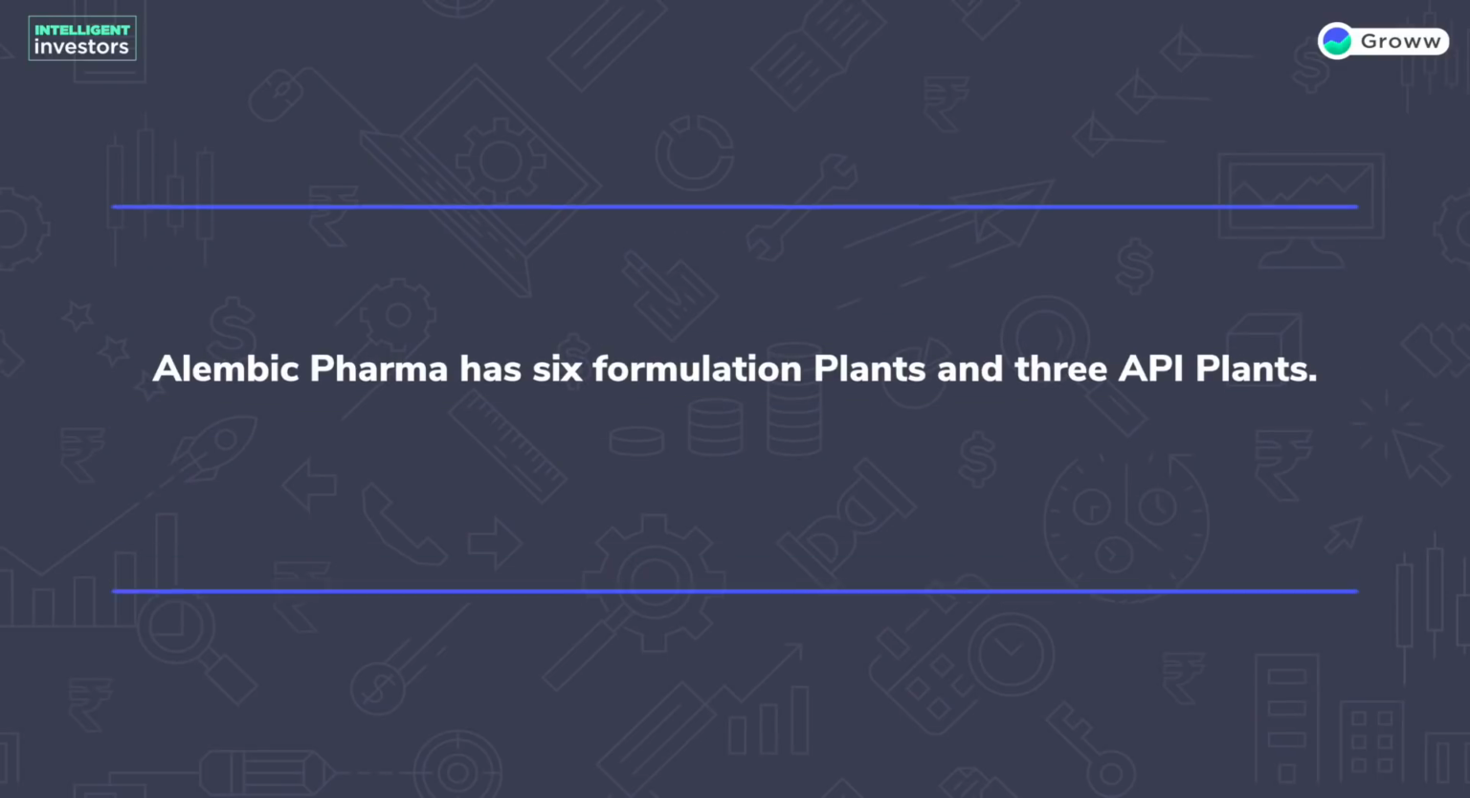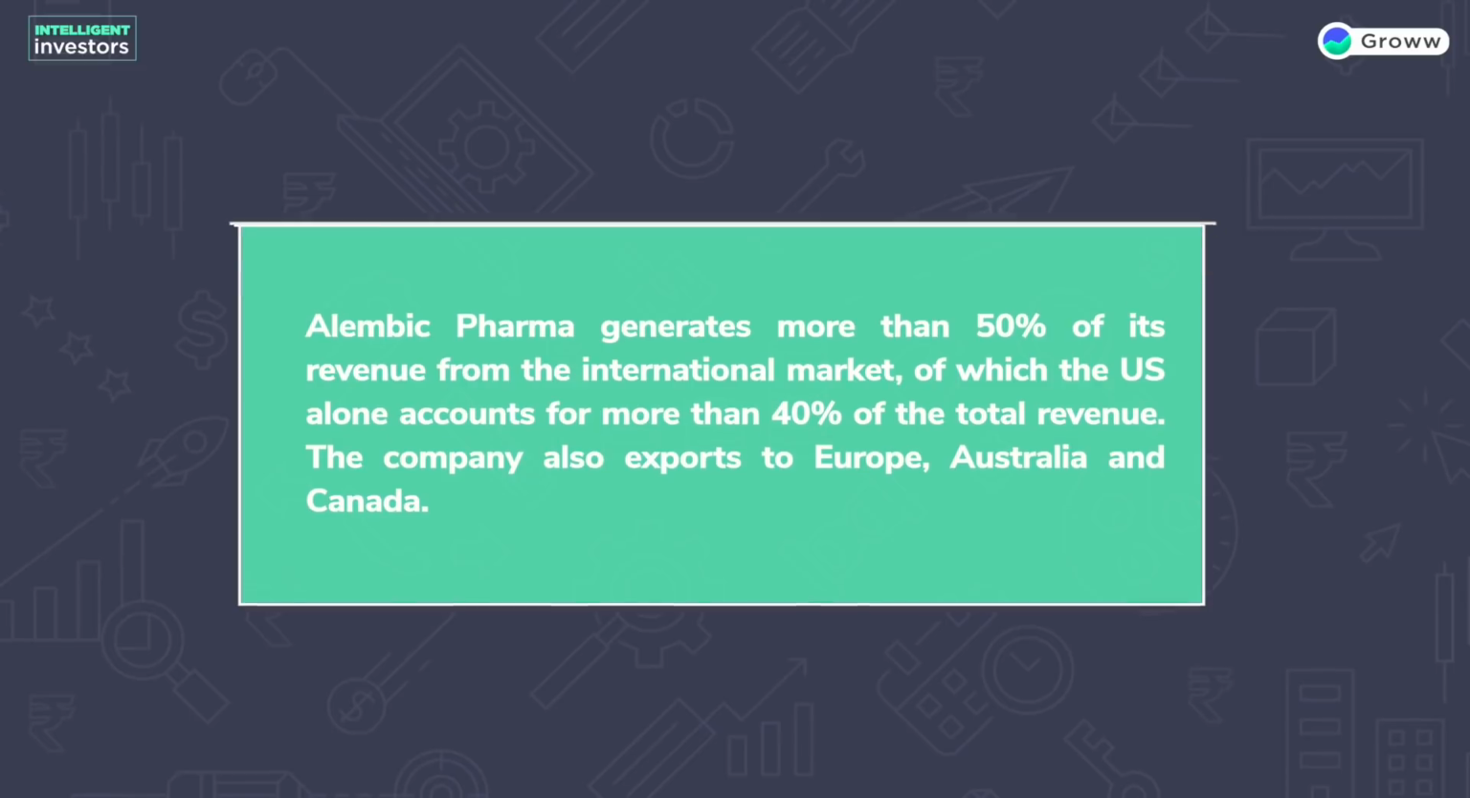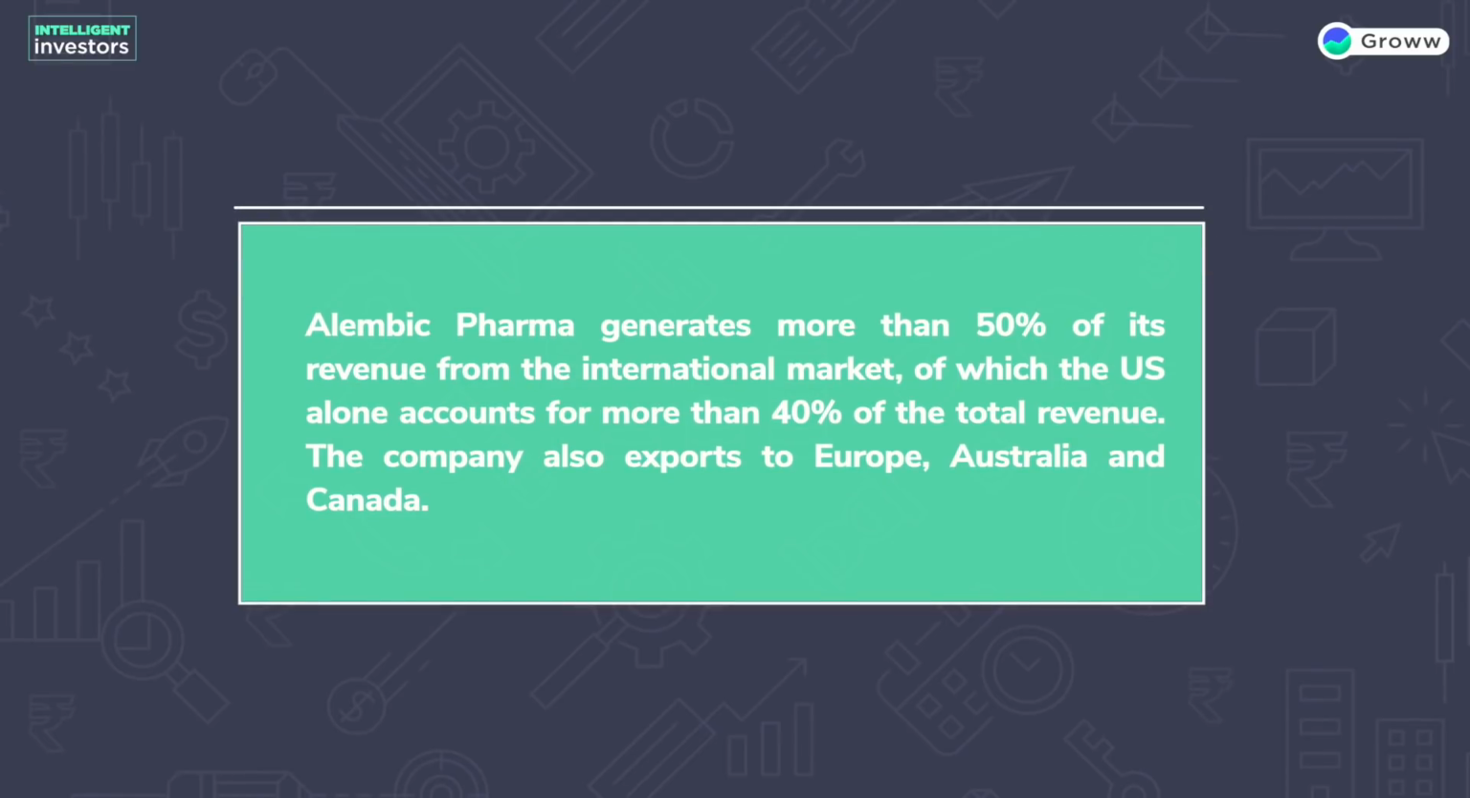They also have 6 formulation plants and 3 API plants. So that means if the manufacturing capacity of a company is good, they can actually do more and fulfill the demand and supply gap, right? That's what they're doing. Now, Alembic Pharma generates more than 50% of their revenue from the international market. More than 50% of the revenue comes from outside India. And out of that 50%, 40% comes from export to United States. The company also exports to other countries like Europe, Australia, and Canada.